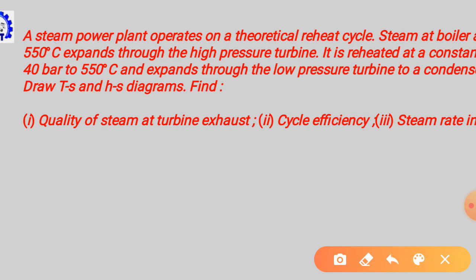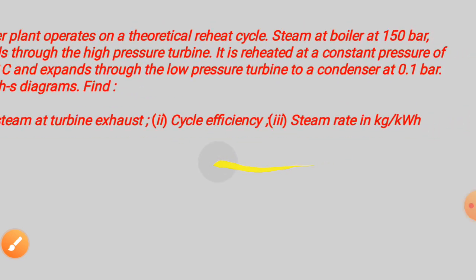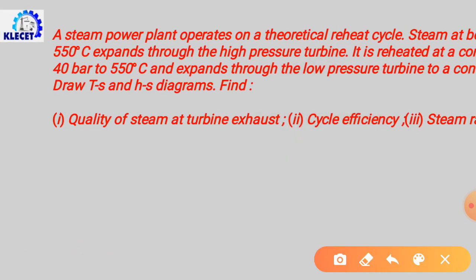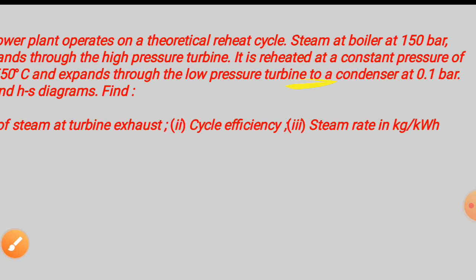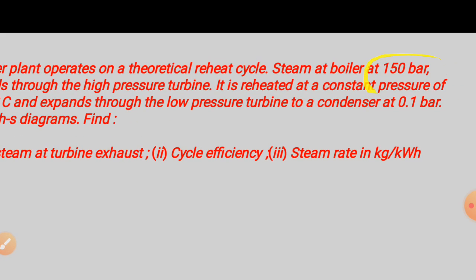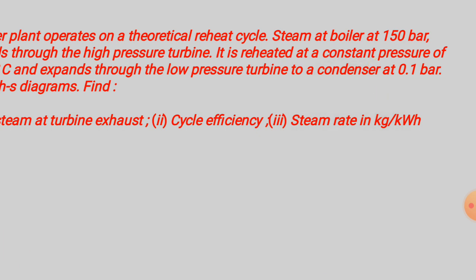Then it expands through the high pressure turbine, so first it undergoes first stage expansion. Then it is reheated at a constant pressure of 40 bar. Here the reheating pressure is 40 bar and the final temperature is 550 degrees Celsius, and it expands through the low pressure turbine to a condenser at 0.1 bar, that is, the condenser pressure is 0.1 bar.